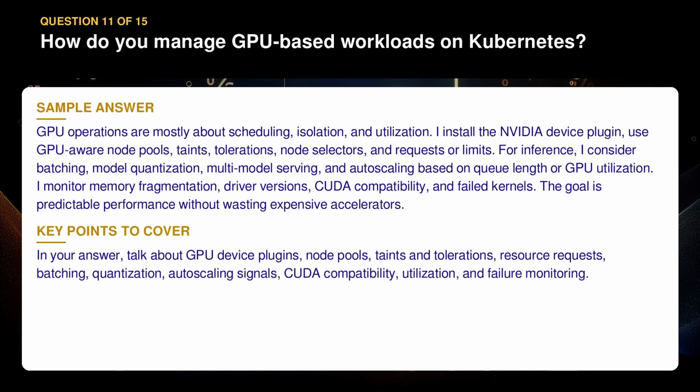The goal is predictable performance without wasting expensive accelerators. In your answer, talk about GPU device plugins, node pools, taints and tolerations, resource requests, batching, quantization, auto-scaling signals, CUDA compatibility, utilization, and failure monitoring.